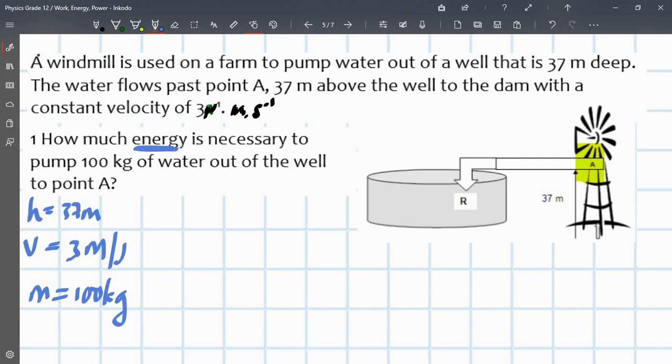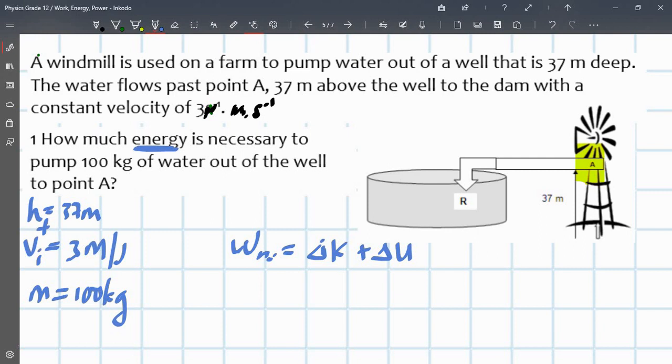Energy is the work done, right? And you'll give an answer in joules. So what formula involves height, mass, velocity? It's the formula to calculate work for the non-conservative force. So work done, or energy expended, by a non-conservative force will be the change in the kinetic energy plus the change in the potential energy.